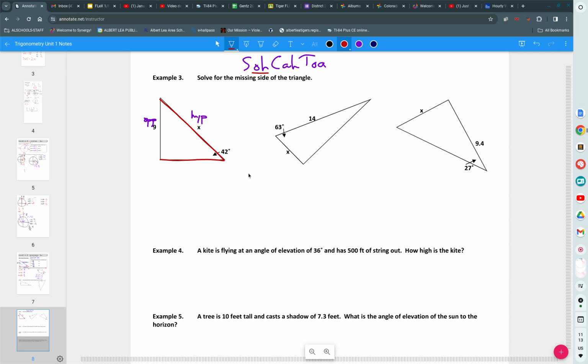Opposite and hypotenuse, that tells me I choose sine. So I write sine, and it's the sine of 42 degrees is equal to, do I write it as x over 9 or 9 over x? 9 over x, because it's opposite over hypotenuse. So sometimes x will be in the numerator, sometimes it will be in the denominator.